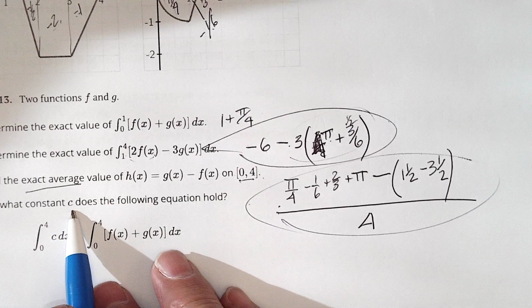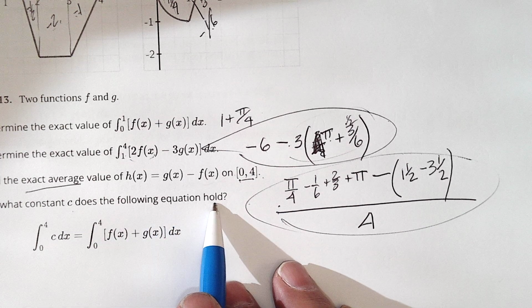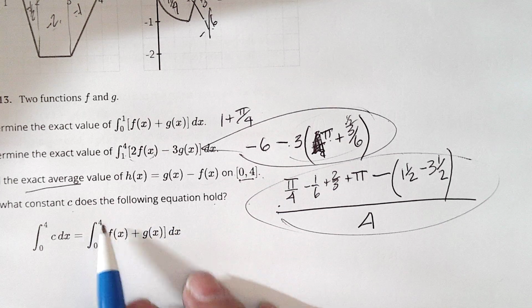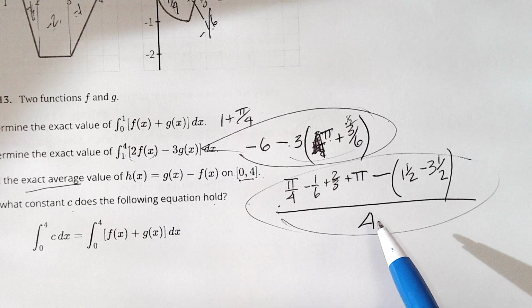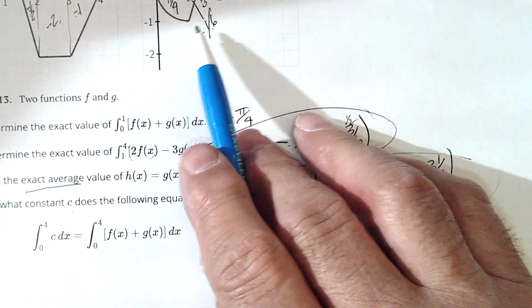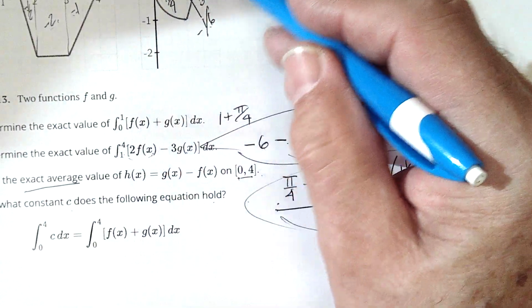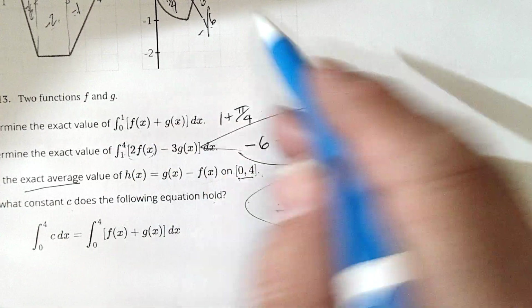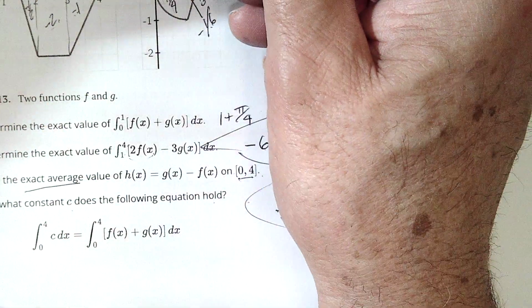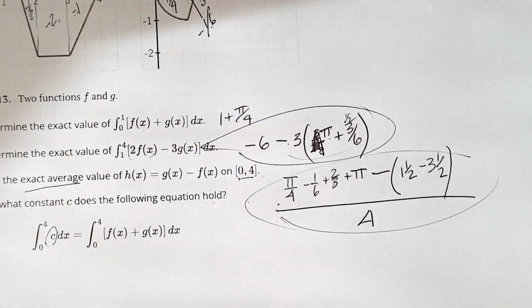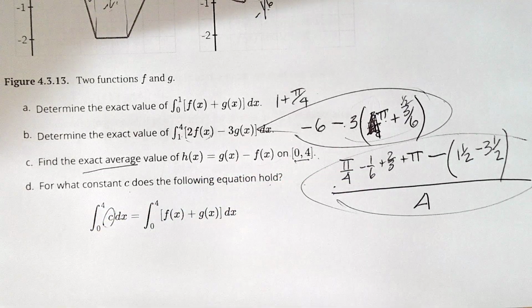And for what constant C does the following equation hold? So the area from 0 to 4 is of plus would be this minus those plus that minus that plus these. You get the total area, 0 to 4. And if you divide it by 0 to 4, you'd have the average value. So that value would be the C that you would use so that you get the same total area if you just went straight across.